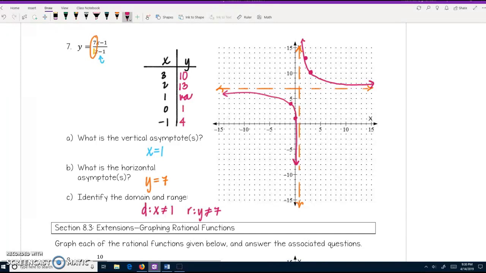So for this graph and the other more complex graphs, we're not going to compare them back to the parent function. We'll just do that when we have the basic translation, so a stretch and then 1 horizontal shift or 1 vertical shift. So that's it for problem number 7.